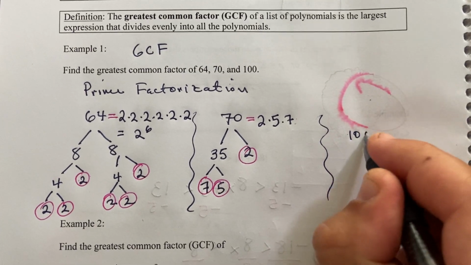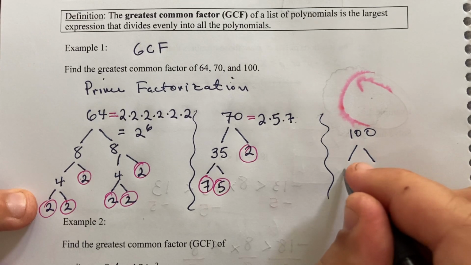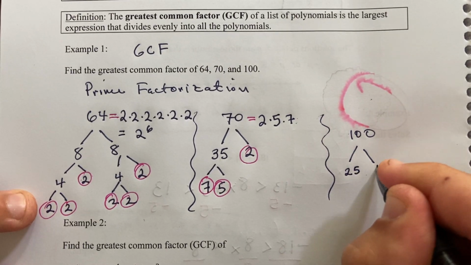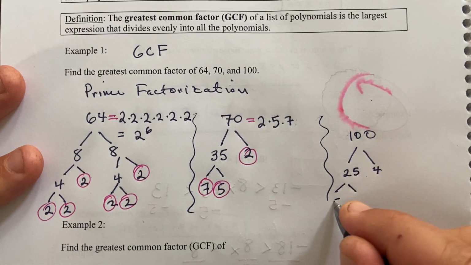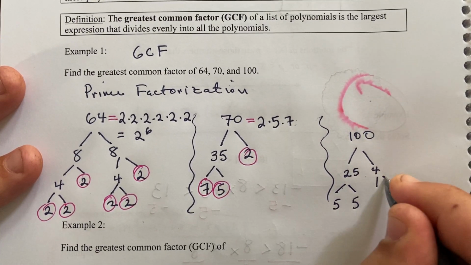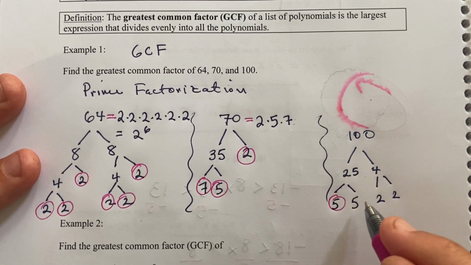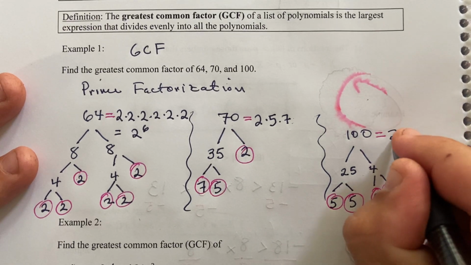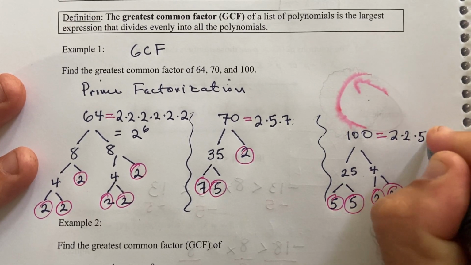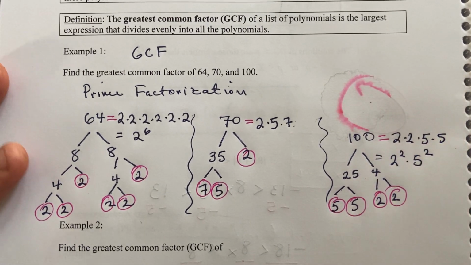Let's do 100 over here. So 100, we have options, right? I can go 25 maybe times 4. It actually doesn't matter where you start. So just pick a place. It doesn't matter. 25 is 5 times 5. 4 is 2 times 2. And all these numbers are now prime. And that tells me I'm done with this factor tree. And we'll see how this plays into finding the GCF. Another name for this would be 2 squared times 5 squared.